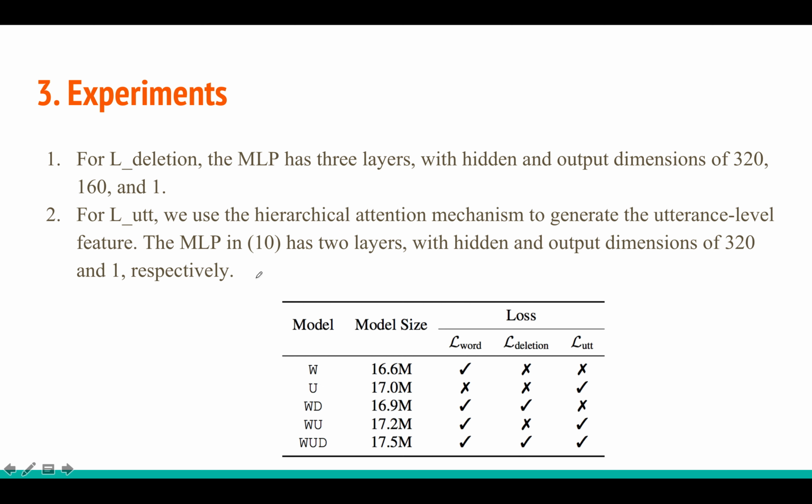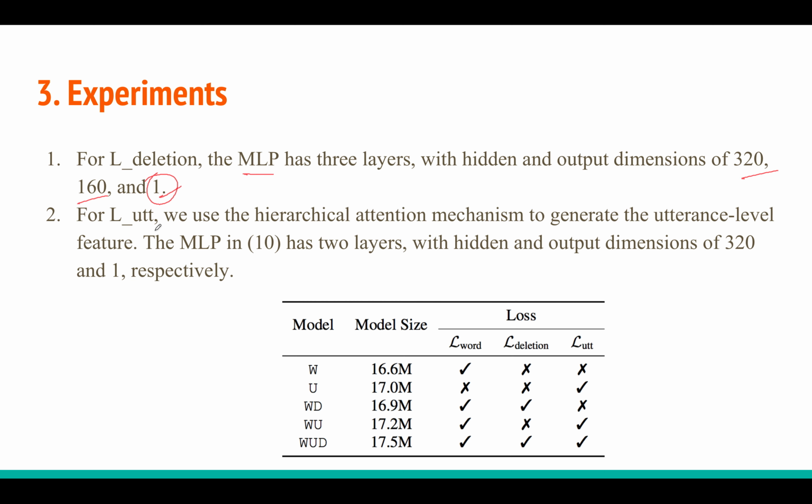Now, as I said, you have three different modules. L deletion is the second module. It has three MLP layers with output dimensions of 320, 160, and 1, because you just want to predict 1 here in the output.